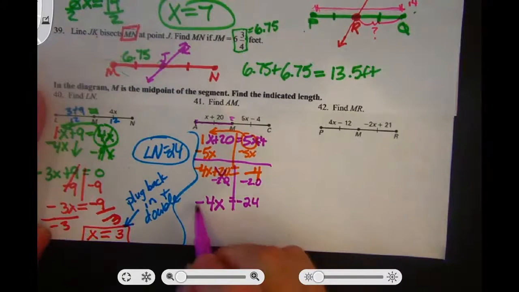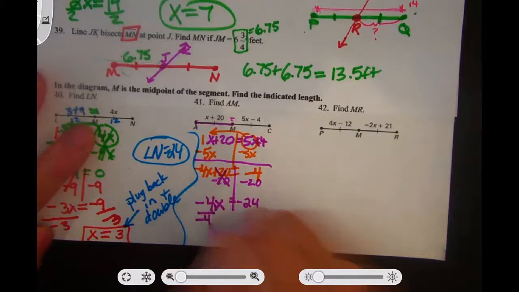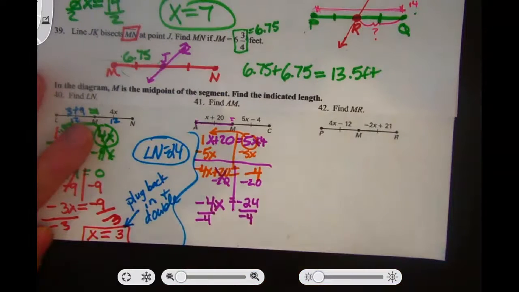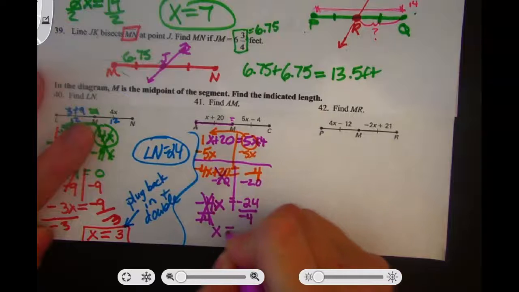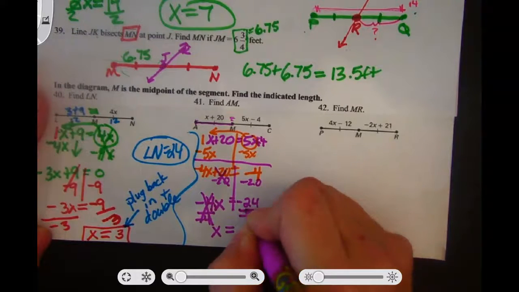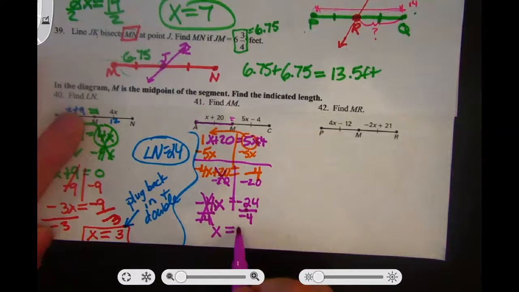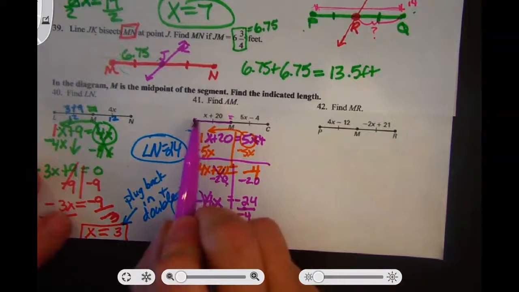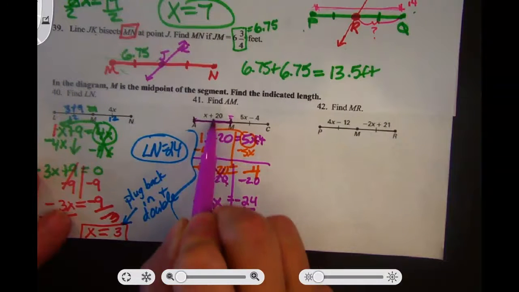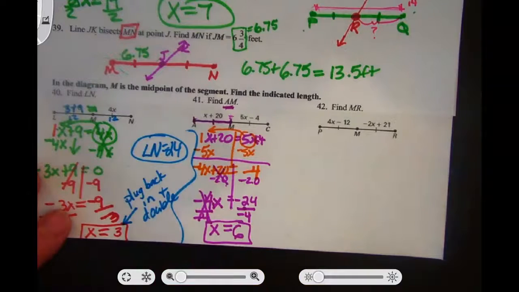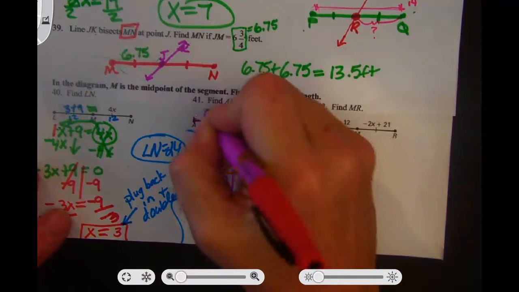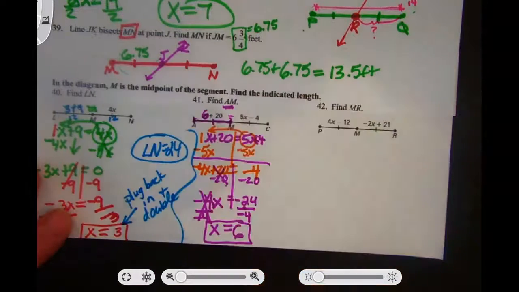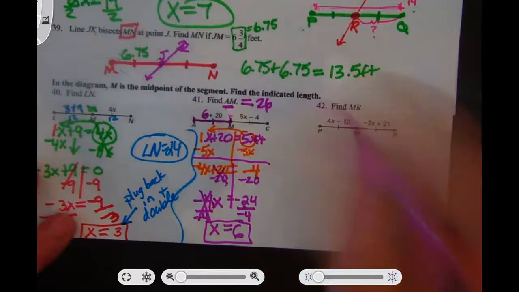My last step is to undo negative 4 times. So I divide by negative 4, divide by negative 4. It cancels over here, and I get x equals a negative 24 divided by negative 4 is going to give me a positive 6. So I'm not done. That's not answering the question. That just tells me what x is. I have to find this segment here, piece. What is AM? So I'm just going to plug it back into that side. 6 is my x plus 20. So AM equals, yep, 26.